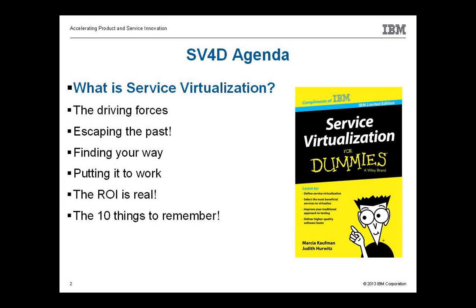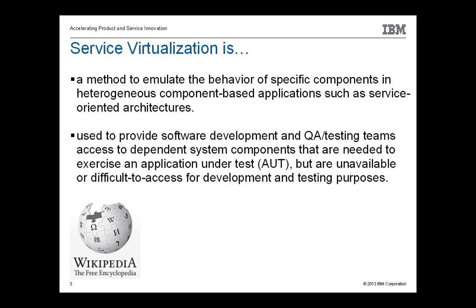So, what is service virtualization? Well, according to Wikipedia, it's a method to emulate the behavior of specific components in a composite application built on service-oriented architectures or business processes. And it's really used to provide software development and testing teams access to these dependent components that may not be available when they need them. Basically, you're simulating the behavior and the functionality of software and services or systems so that you can begin testing earlier.